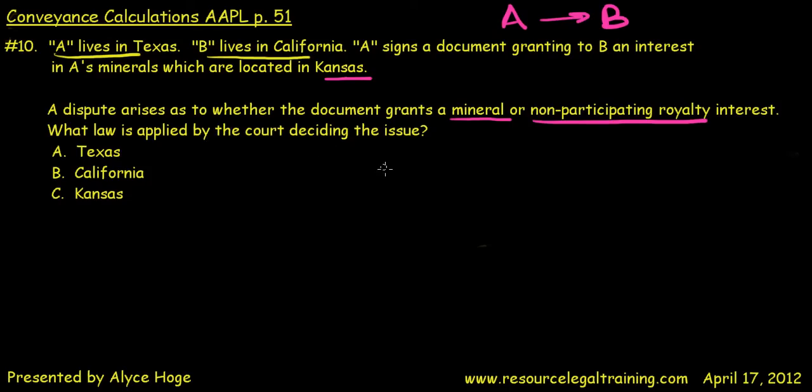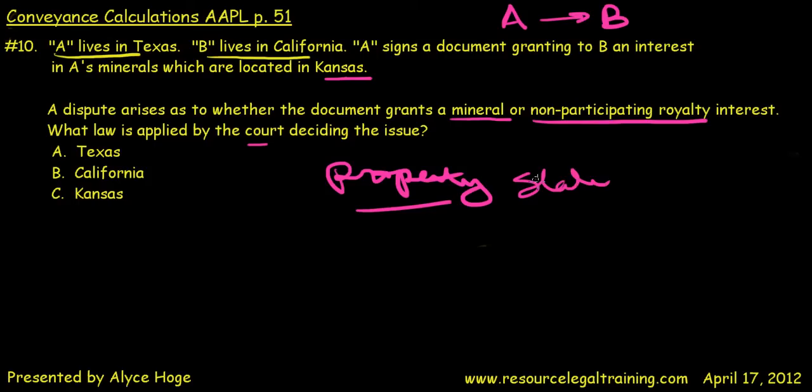And the answer is it's the court where the property is located, not where specific parties live. It's the state where the property is located that controls an issue dealing with real property. So it's not Texas where A lives, it's not California where B lives. The correct answer is C, Kansas state law will apply, because that's where the property is located.